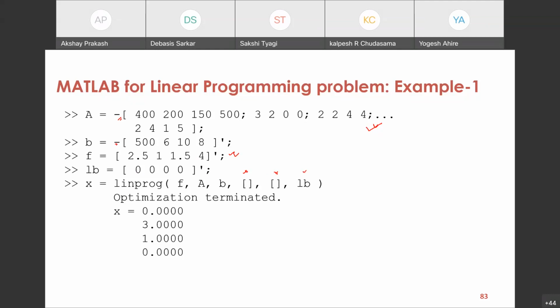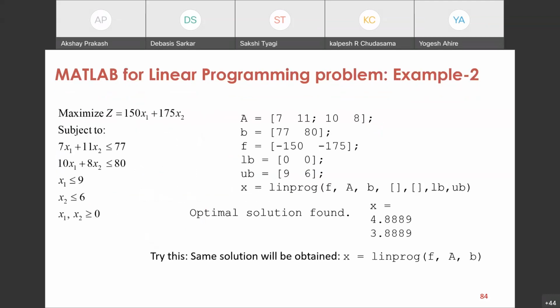And I have used lower bound. I have not used upper bound. You can use upper bound as well, but no need. And just these 5 statements are enough to solve this linear programming problem in MATLAB. And you get this as solution. So it's almost time, so what I'll do is, okay, similar, 7, 11, 10, 8.